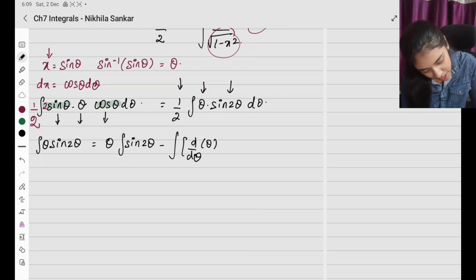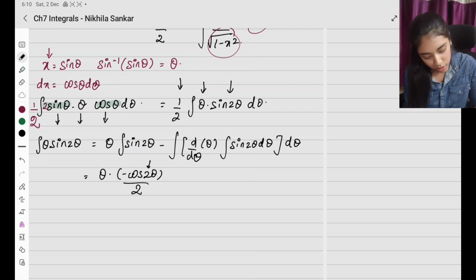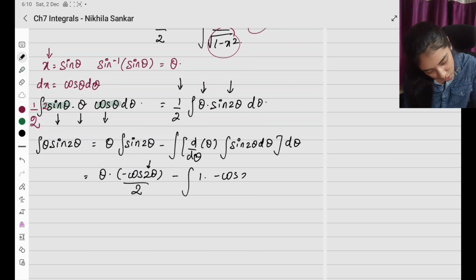d theta times theta, integral of sine 2 theta d theta, close bracket d theta. So what do I have? Theta times minus cos 2 theta divided by 2, theta oda coefficient enna 2 minus integral of d theta by theta is 1 times minus cos 2 theta divided by 2 times d theta.